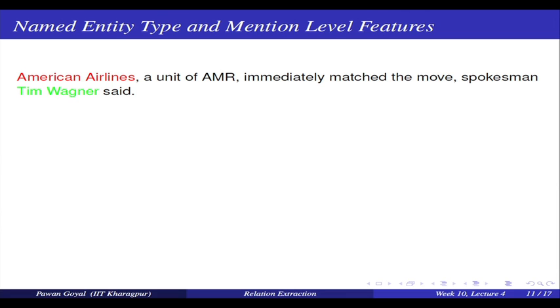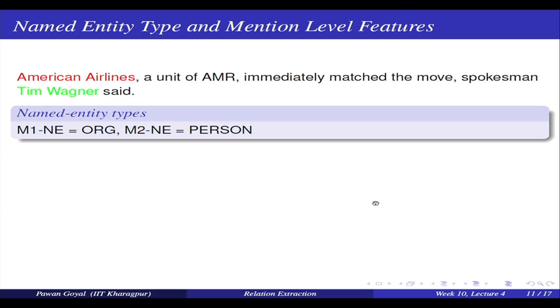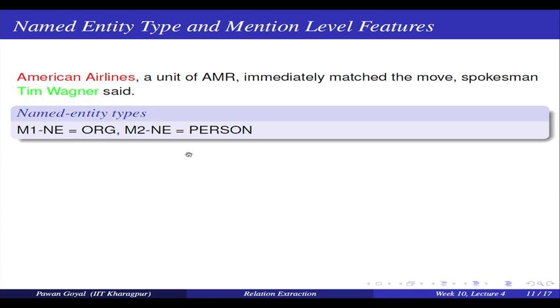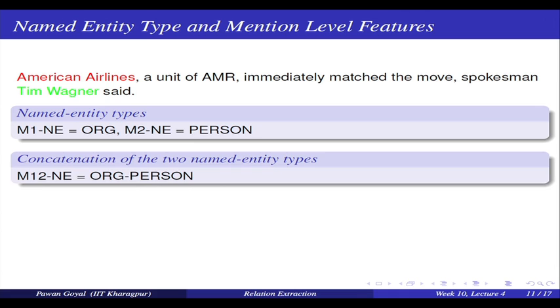You can have named entity type and mention type features. For example, what is the named entity tag for mention 1? American Airlines is an organization. This you can get by using various named entity recognition tools. You can run an NER and find out the various named entities. So you say, okay, mention 1 is an organization. Similarly, mention 2 is a person. So this can be a nice feature that can help you. This is an organization, this is a person, so what can be a relation between them? And it can be together also. What is the named entity for 1 and 2 together? Organization, person.